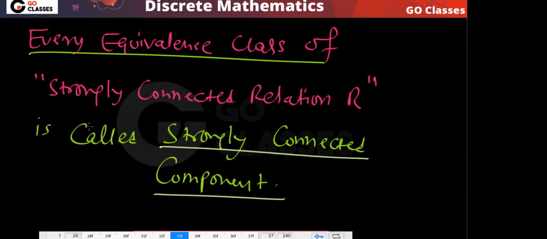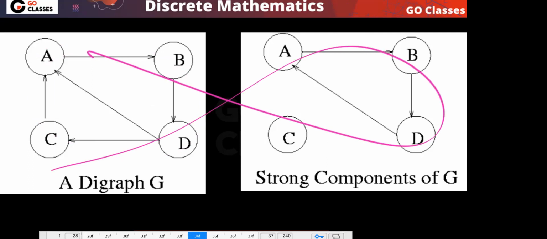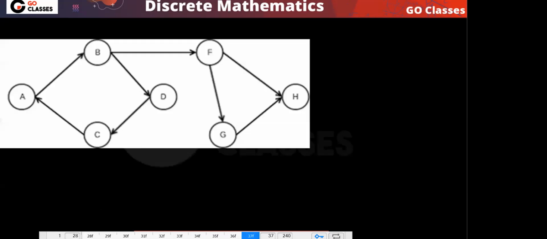Now let's see. Anyway, there is a mistake in this. There is only one strongly connected component in this graph, because every two vertices are strongly connected. So this slide is actually wrong. Now let's see, on this graph, let's apply. How many equivalence classes are there? Let's find out the equivalence classes.